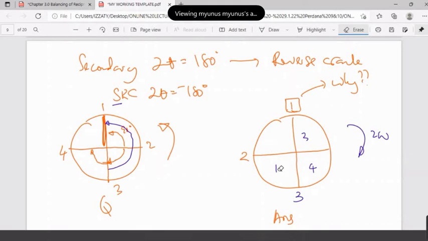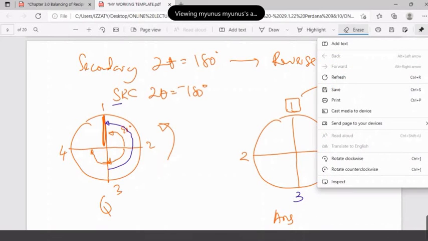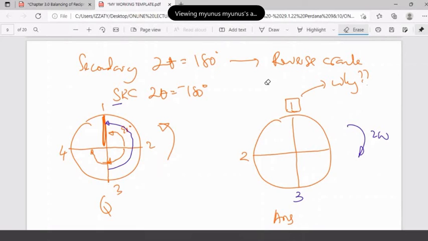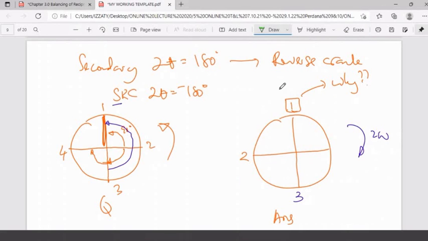Yes or no? Yes. Okay, now look at the last one, cylinder number 4. Look at the last one, number 4. What do you have? Number 4. Let me put it in another color. Put the green color. So you have number 4.